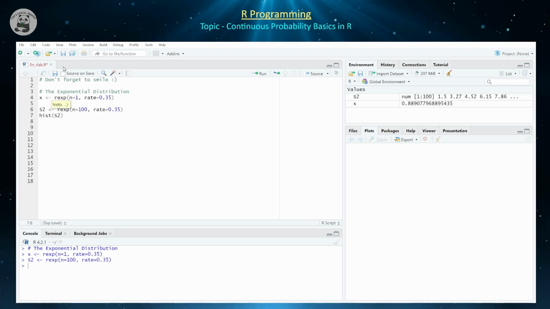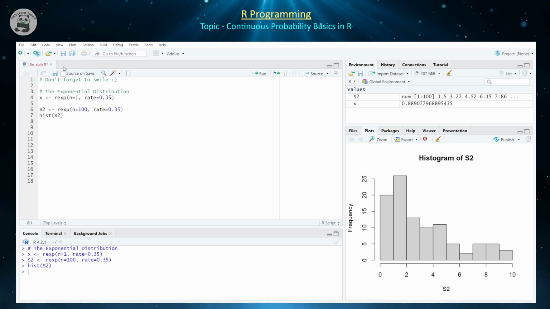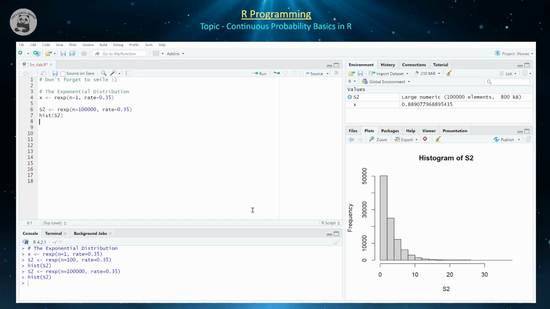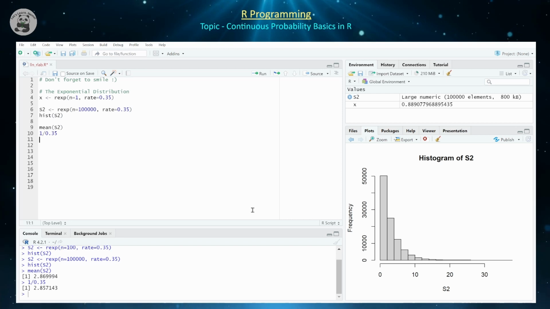We can take a look at this and see our empirical exponential distribution. Obviously, it appears to be approximately monotonically decreasing, but as I increase the sample size, it's going to be closer and closer to an exponential distribution, right? So, for example, if we take this and we consider the mean of S2, we're going to be getting 2.86999, right? And you can ask, well, what's the theoretical mean of this distribution? That's going to be equal to 1 divided by our rate parameter, which is 1 divided by 0.35.